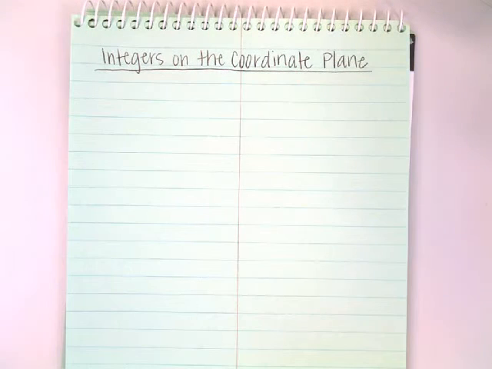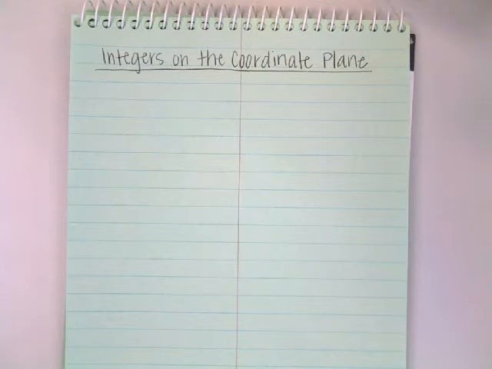Okay, so Tuesday we talked about integers as a set of whole numbers to the left and to the right of 0 on the number line and including 0. And they're whole numbers. Okay.